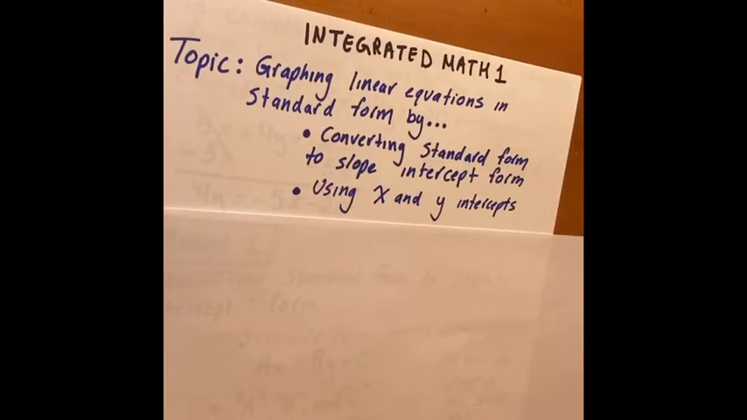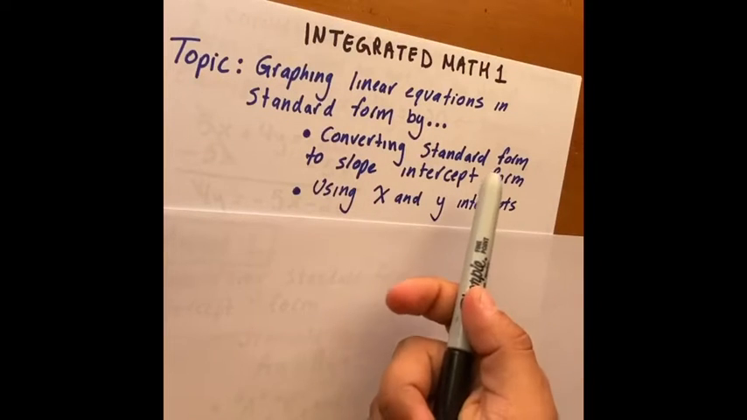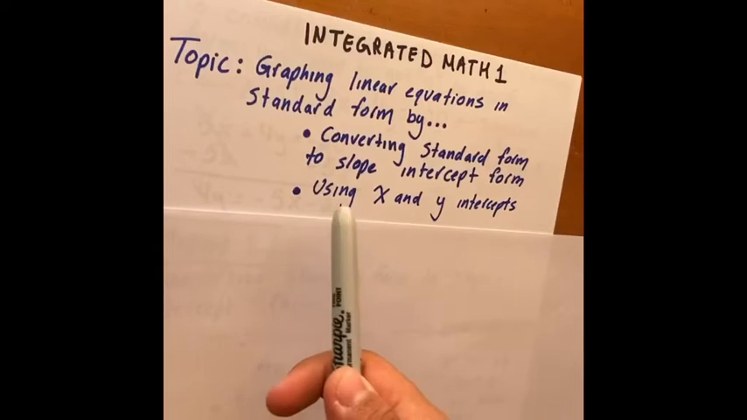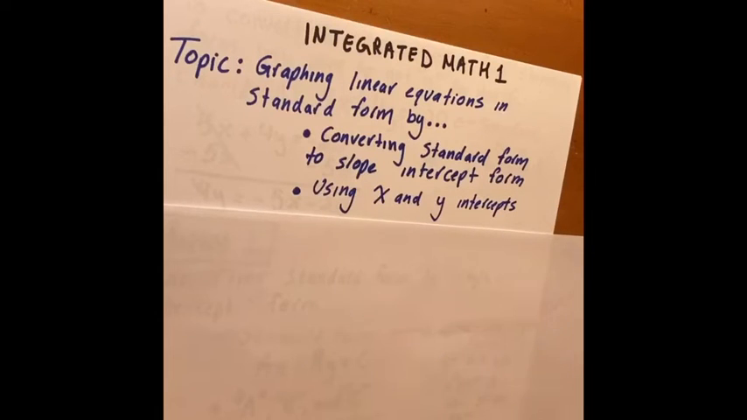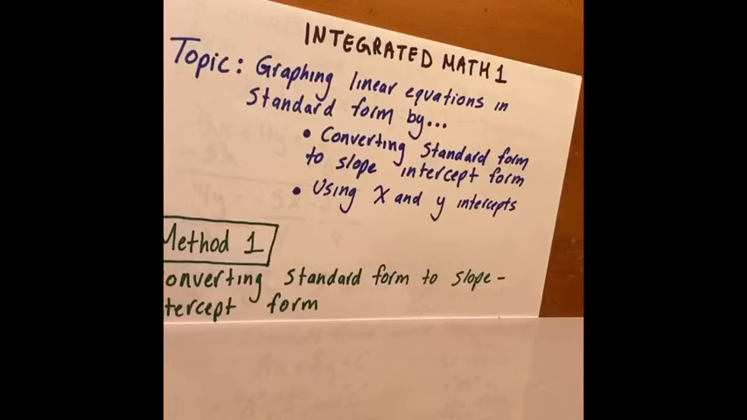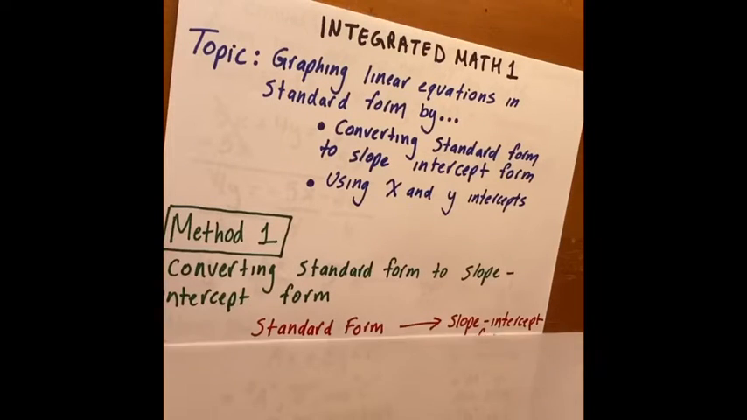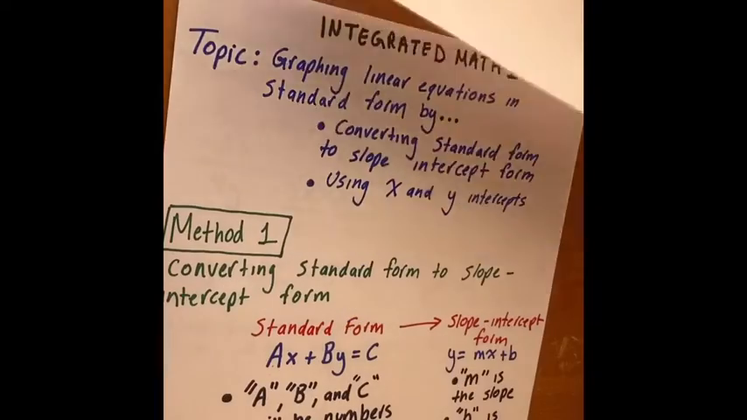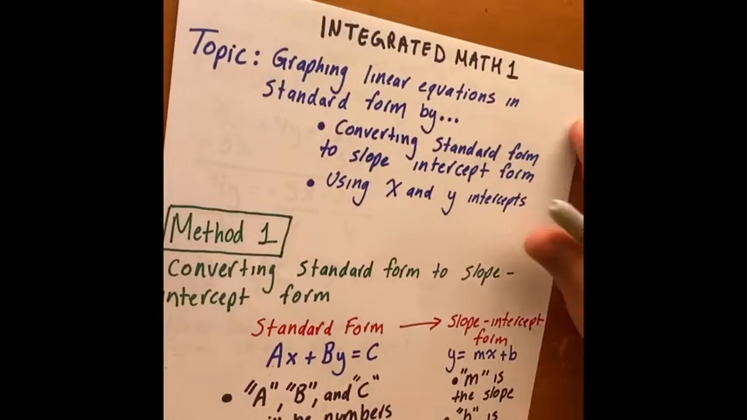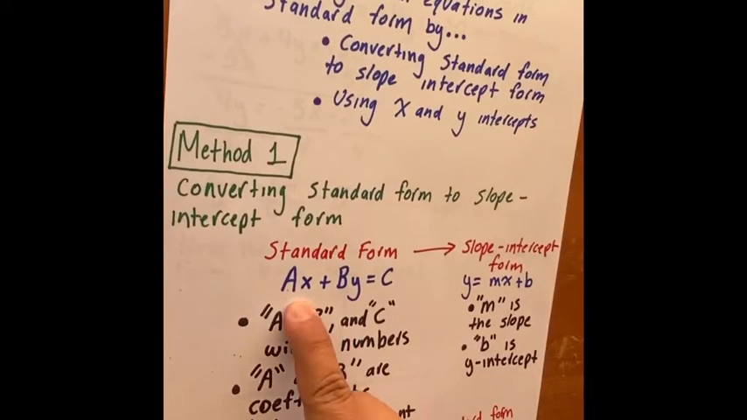All right, today for Integrated Math 1, our topic will be graphing linear equations in standard form by converting standard form to slope-intercept form and using x and y intercepts. So with our first method, we are going to be converting from standard form to slope-intercept form in order to graph these linear equations. So you guys have to be able to recognize that standard form is in the form of ax plus by equals c.